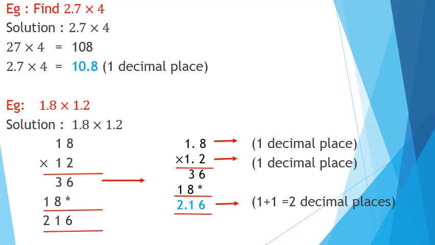Students, you have to write only the right side of the multiplication part. The left side is just to make you understand. This is the way you have to multiply the decimal numbers.